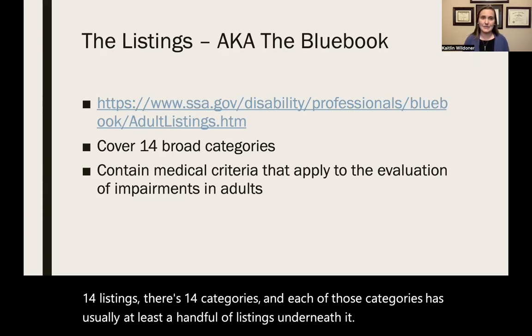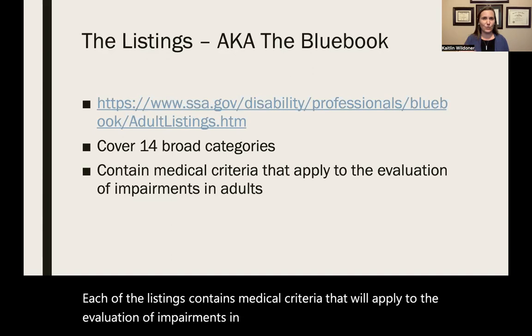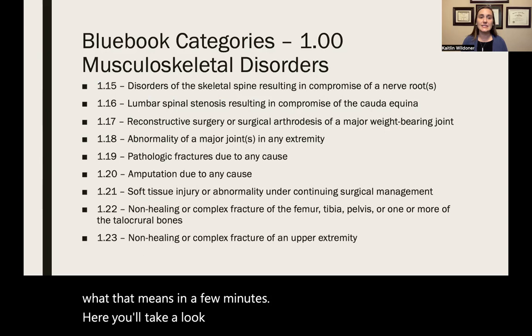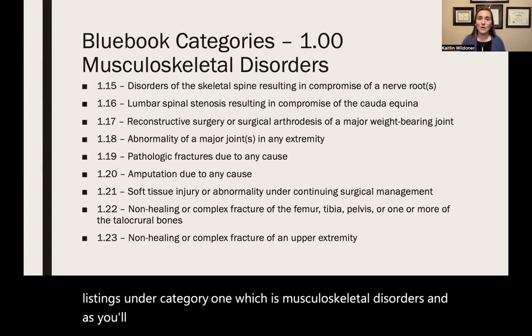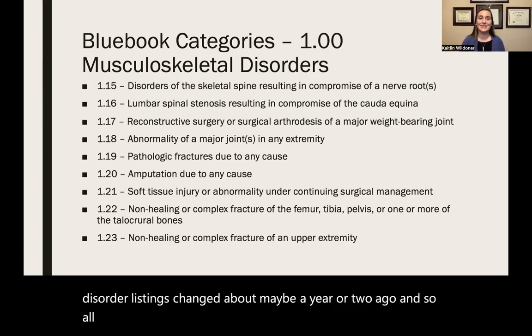Each of the listings contains medical criteria that will apply to the evaluation of impairments in adults. You'll get to see what that means in a few minutes. Here you'll take a look at the listing of listings under category 1, which is musculoskeletal disorders. As you'll see, it starts at 1.15, because the musculoskeletal disorder listings changed about a year or 2 ago. And so all cases are now evaluated using these listings, not the prior listings.